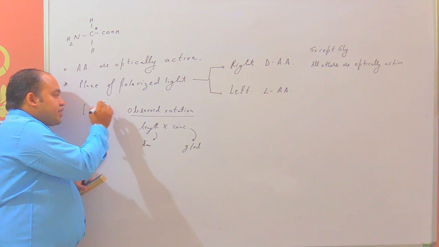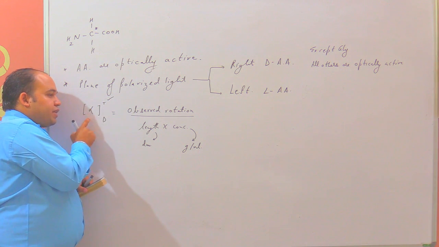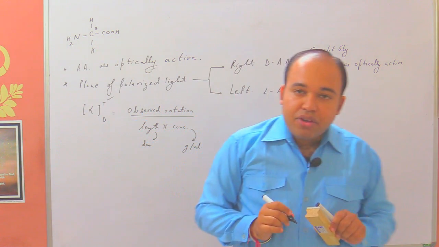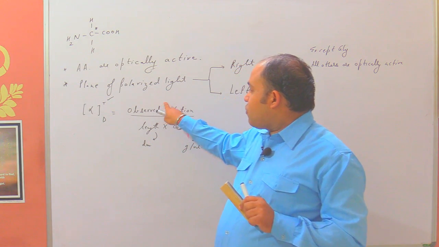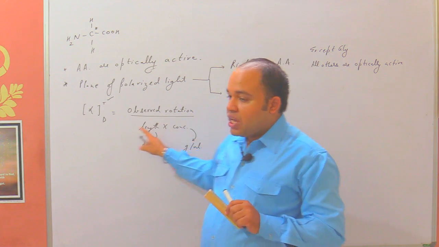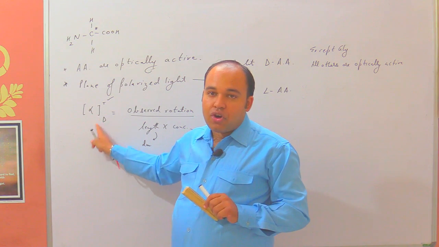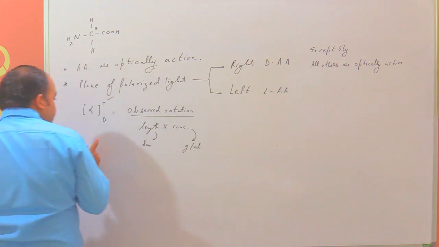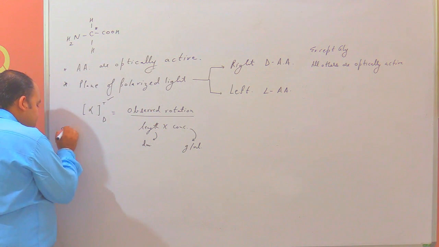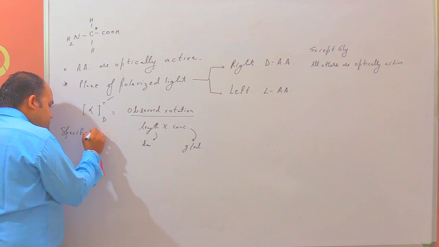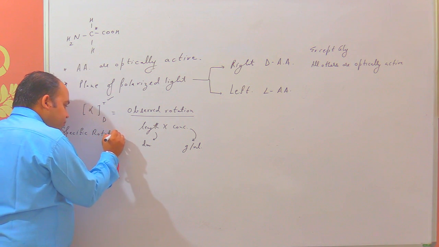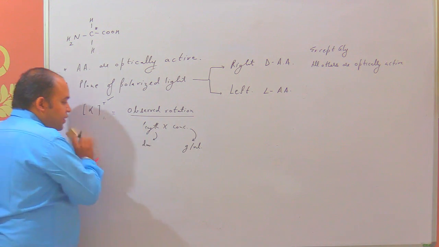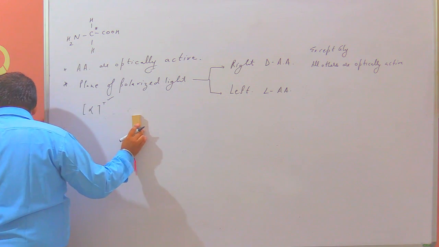The observed rotation at a standard temperature is measured as alpha, which is the optical rotation of the amino acid. So if we assume the values of observed rotation, length and concentration, we can determine the specific rotation of an amino acid at a particular temperature and light intensity. This is specific rotation. So amino acids are optically active. The third property, the next important point.